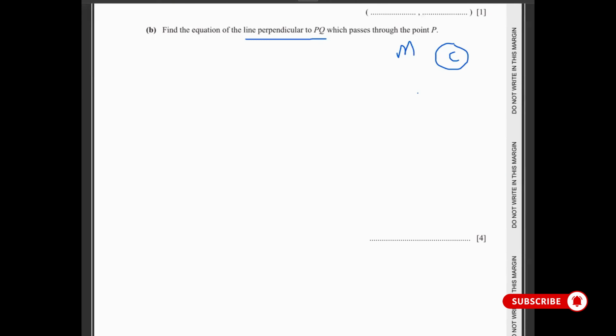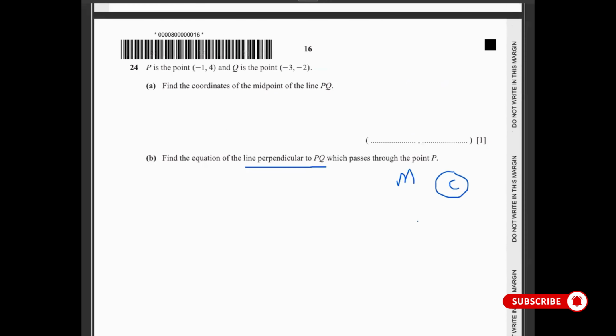But the problem is we don't know the gradient of PQ, because they didn't give it. So first of all, we should find the gradient of the line PQ. To find it, they have given us two coordinates. We have learnt that if we know two coordinates, we can find the gradient using the formula. Can you find the gradient of this line PQ by using that formula?